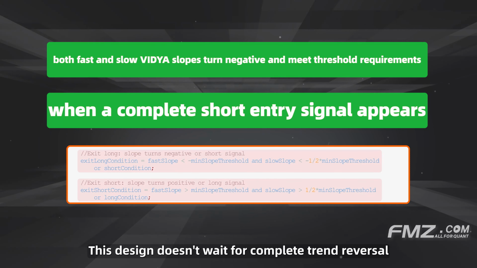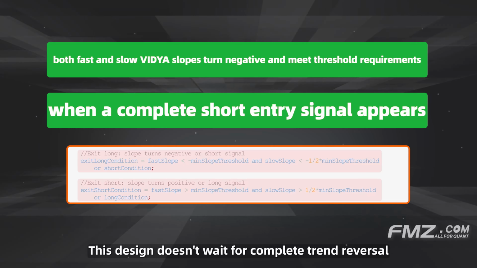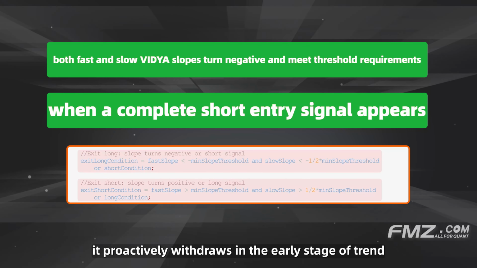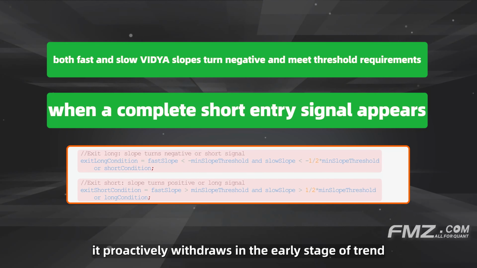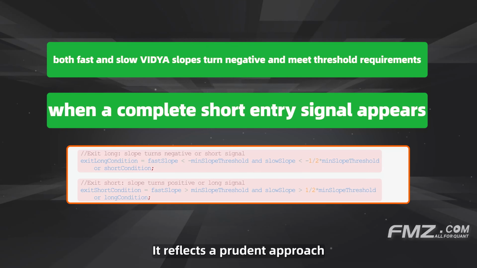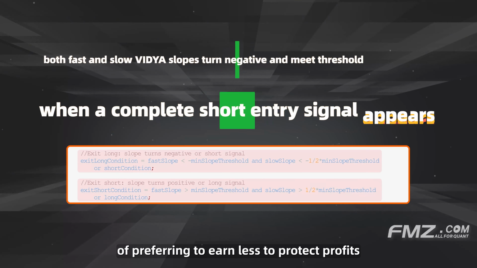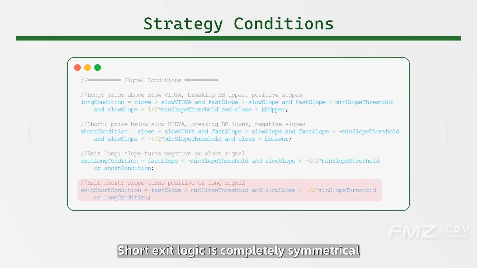This design does not wait for complete trend reversal. Instead, it proactively withdraws in the early stage of trend weakening or direction change. It reflects a prudent approach of preferring to earn less to protect profits. Short exit logic is completely symmetrical. This dual trigger mechanism ensures the strategy can respond to market changes in a timely manner.